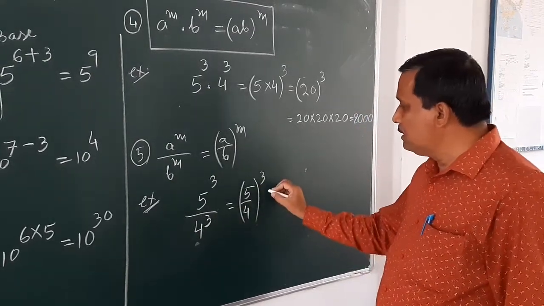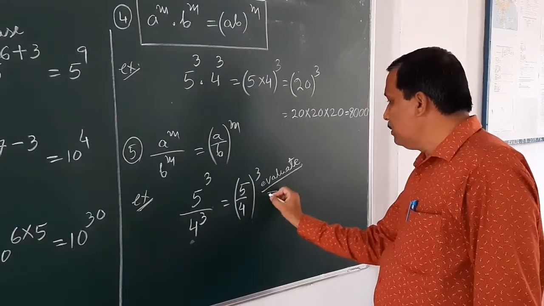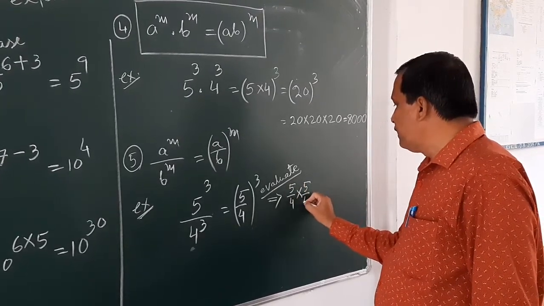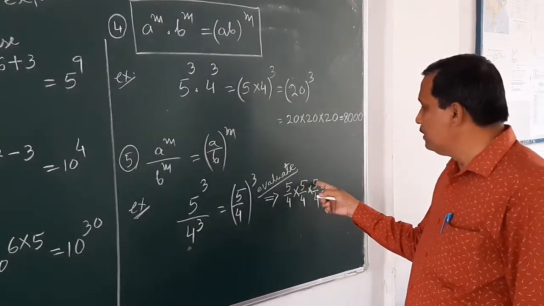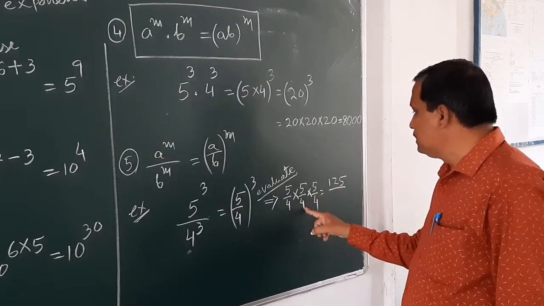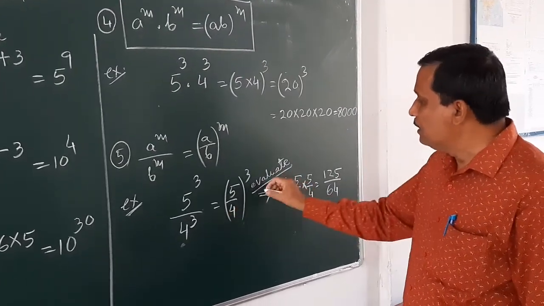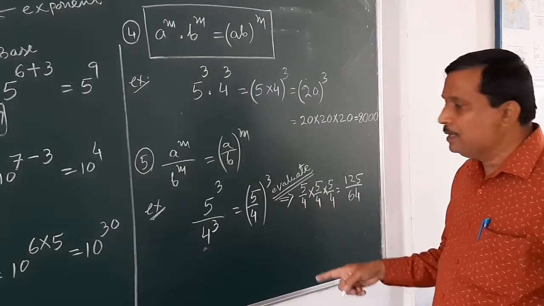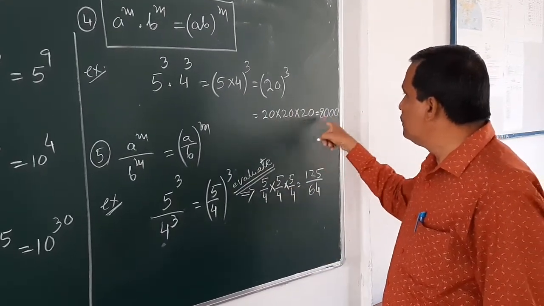Next part, suppose if it is asked, evaluate the value. Then for evaluations, 5 by 4 to the power 3, so you can write this number 3 times, 5 by 4 into 5 by 4 into 5 by 4. So when for evaluations, you multiply the numerator, 5 into 5, 25 into 5, 125, by 4, 16 into 4, 64, so the value is 125 by 64. This is the law. But if the question will come that evaluate the value of these things, then you have to multiply 3 times. Why you are multiplying 3 times? Because the power is 3.